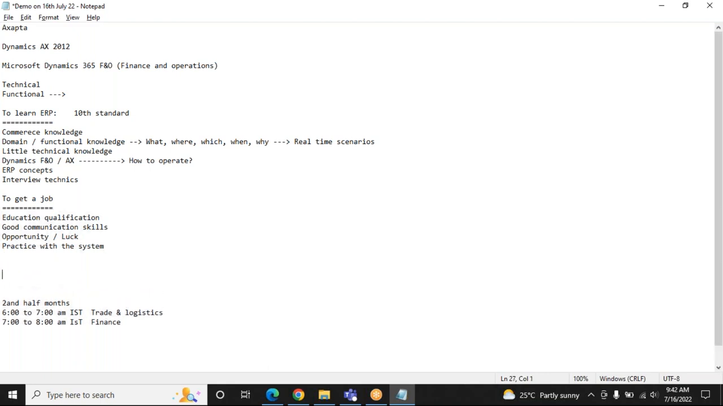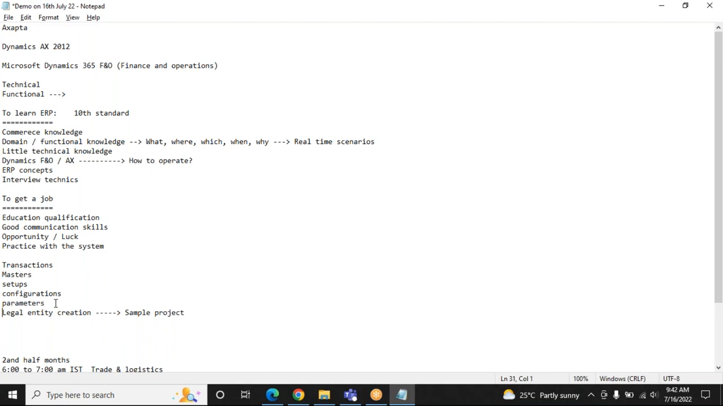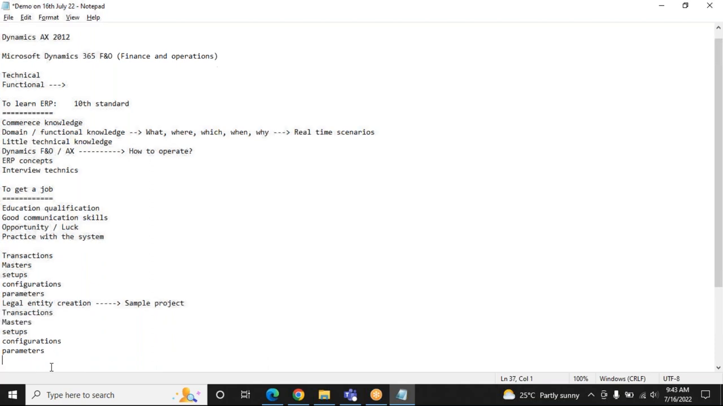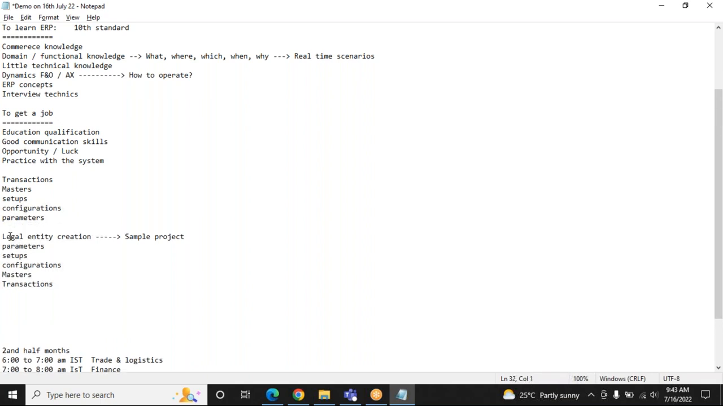Whenever you are learning, the way you need to learn, first thing is transactions, first you need to learn. Next, masters. Next, setups, configurations, parameters. Next, legal entity creation. This means sample object. Then you need to map all these things. This is sample project.